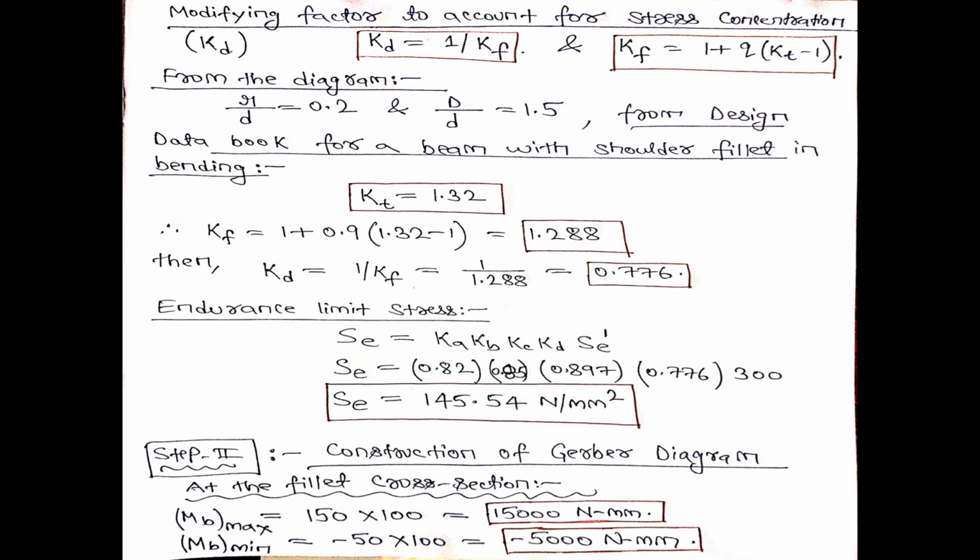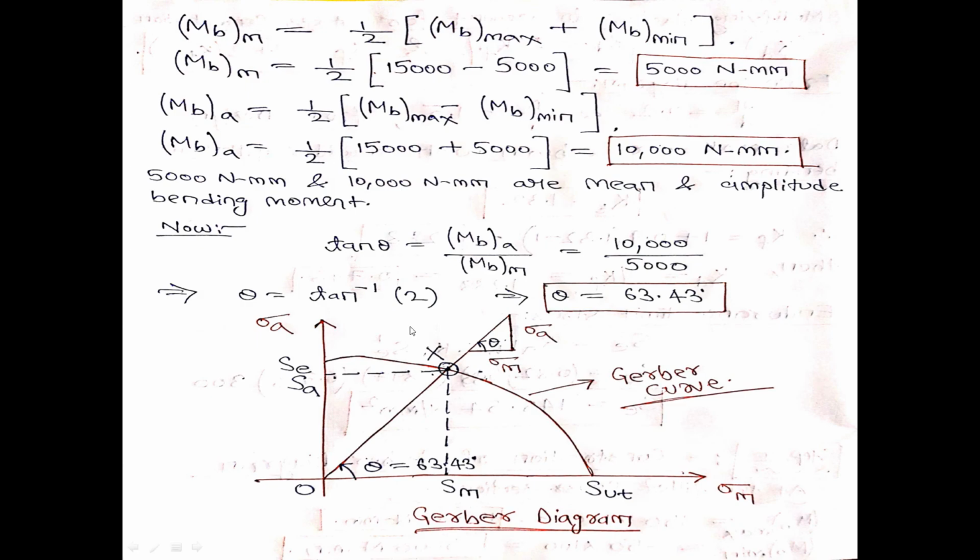Any doubt? Hello. No, sir. Clear, sir. Fine. So if you see, this is my Gerber diagram. I have found out the value of Se. Now see, in this diagram, this point X can be anywhere. I don't know the location of point X. I have to find out the location of point X.